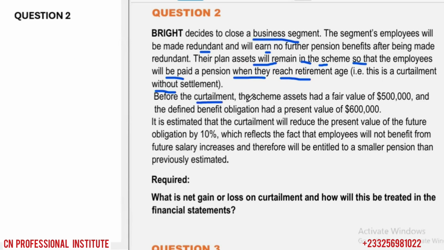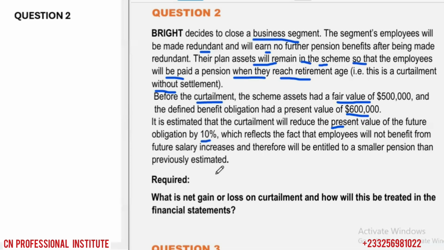Before the curtailment, the scheme assets had a fair value of 500,000, and the defined benefit obligation had a present value of 600,000. It is estimated that the curtailment will reduce the present value of the future obligation by 10%, which reflects the fact that employees will not benefit from future salary increases, and therefore will be entitled to a smaller pension than previously estimated. Now it's very simple.